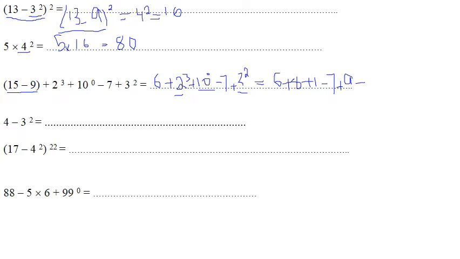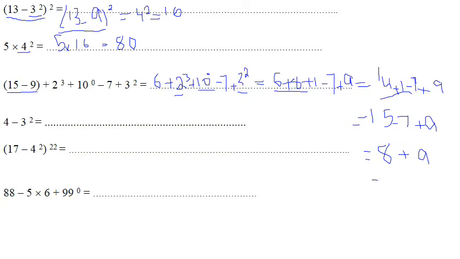Now we have addition and subtraction. We start from left. So 6 plus 8 is 14 plus 1 minus 7 plus 9. Also we start from left. 14 plus 1 is 15 minus 7 plus 9. Now 15 minus 7 is 8 plus 9, and the answer is 17.